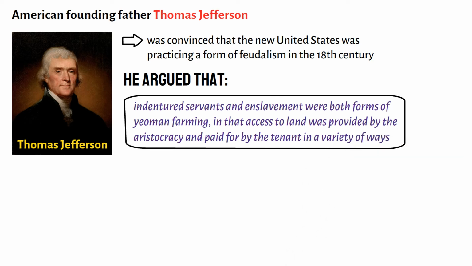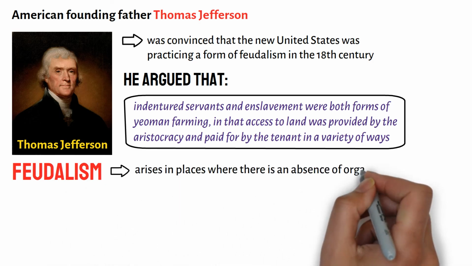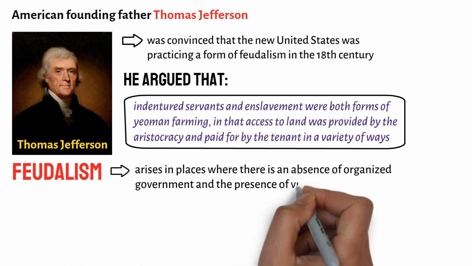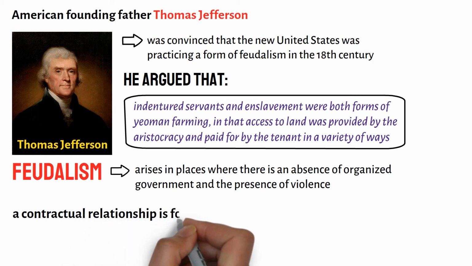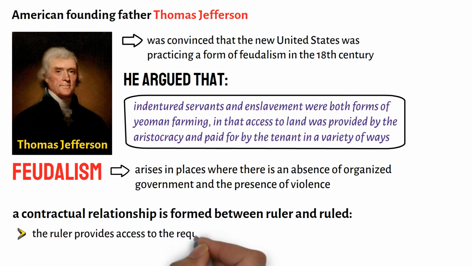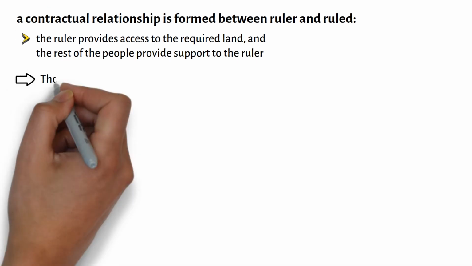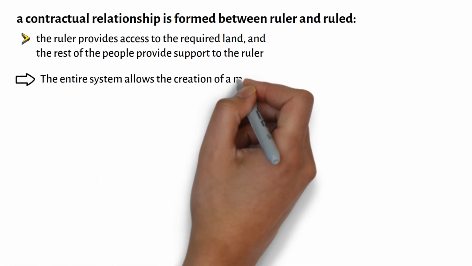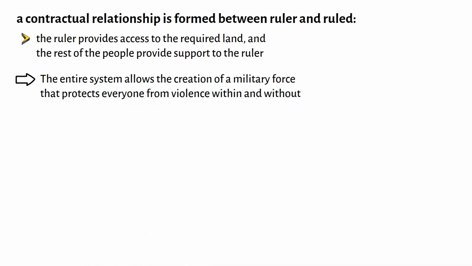Throughout history and today, feudalism arises in places where there is an absence of organized government and the presence of violence. Under those circumstances, a contractual relationship is formed between ruler and ruled. The ruler provides access to the required land, and the rest of the people provide support to the ruler. The entire system allows the creation of a military force that protects everyone from violence within and without.